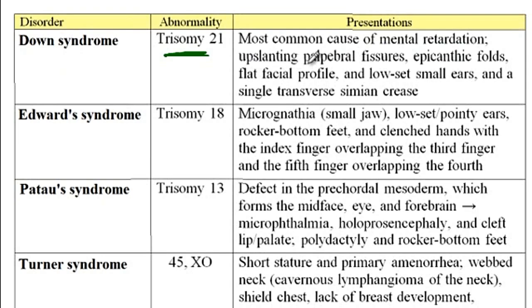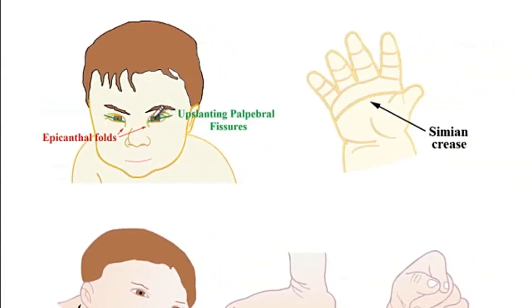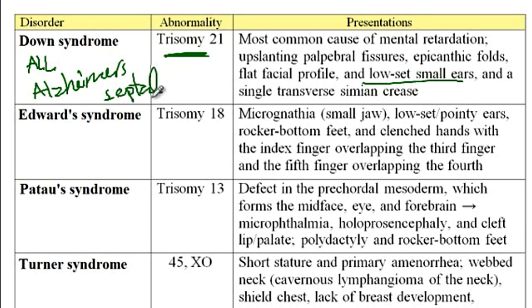These patients present with upslanting palpebral fissures. So let me show you in the image. So patients with Down syndrome present with upslanting palpebral fissures, epicanthal folds, as well as flat faces and a transverse simian crease. And then one other feature that was not shown in the image is low set ears. And then patients with Down syndrome are at increased risk of developing acute lymphoblastic leukemia, Alzheimer's disease, as well as cardiac septal defects. Next disorder is Edwards syndrome, which is trisomy 18.